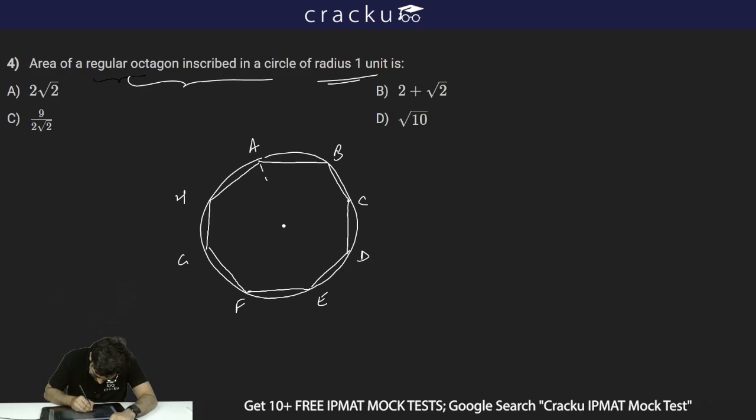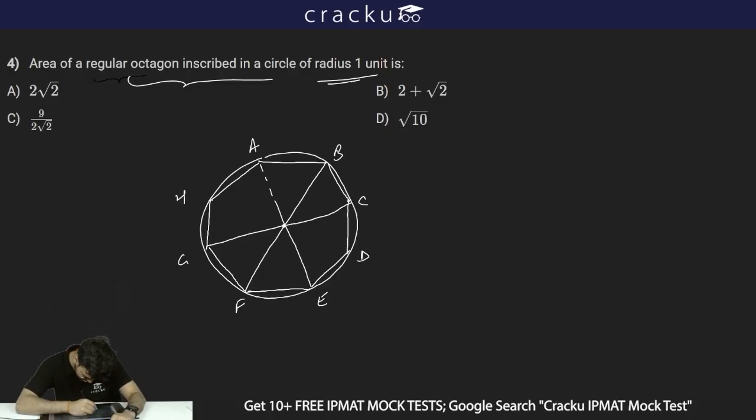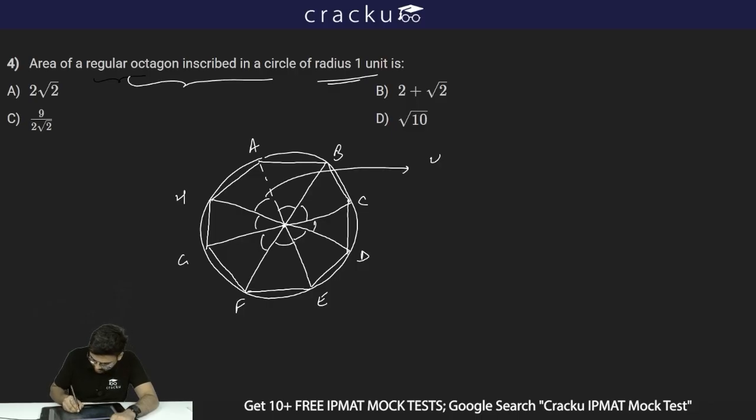So what will happen? If we join the opposite points, all these angles will be equal to 45 degrees. All of these angles are 45 degrees. So if I say this is my point O, let's say O is the center of the circle, area of triangle AOB is equal to area of triangle BOC is equal to area of triangle COD.